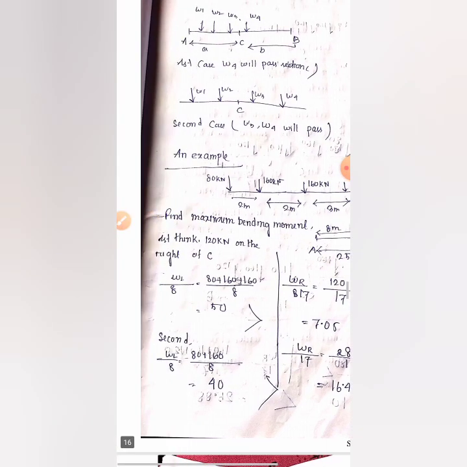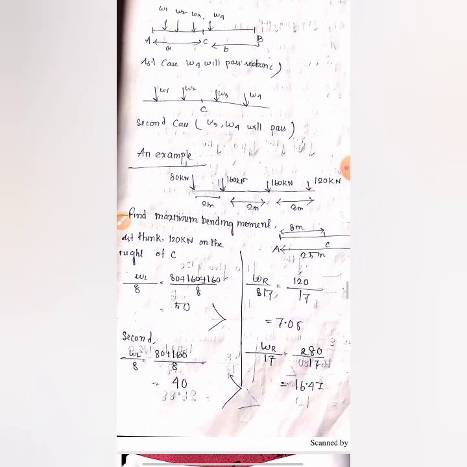Then we find WL by A and WR by B. So what does WL mean? WL means the summation of the left loads, that means the summation of the loads acting over the left portion of section C, right? So in the first case, as I have passed the first load, 120 kilonewton, over the section C, WL is 80 plus 160 plus 160 divided by A. A is here 8. Okay, then we get 50.